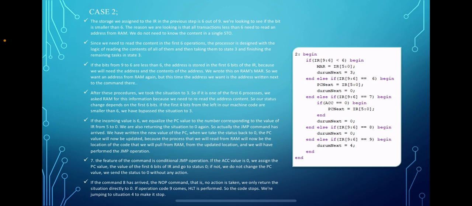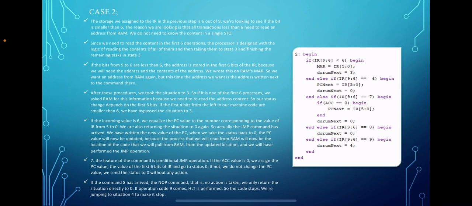7. The feature of the command is conditional JMP operation. If the ACC value is 0, we assign the PC value the value of the first 6 bits of IR, and go to status 0. If not, we do not change the PC value, we send the status to 0 without any action.